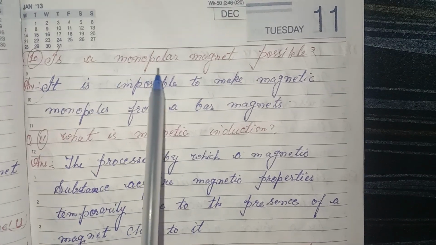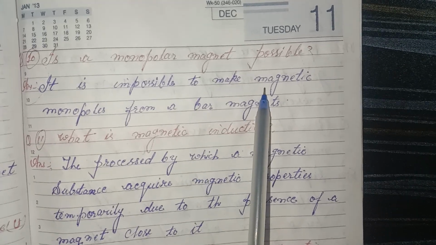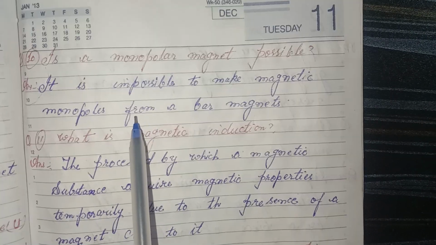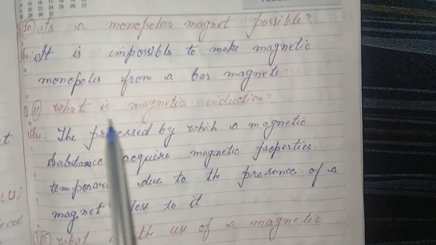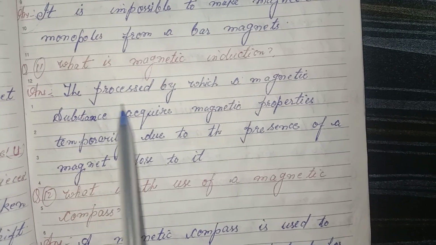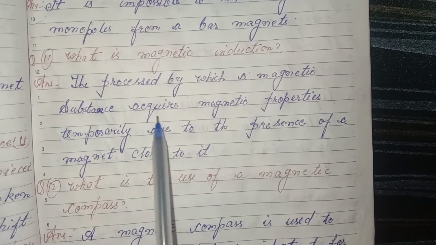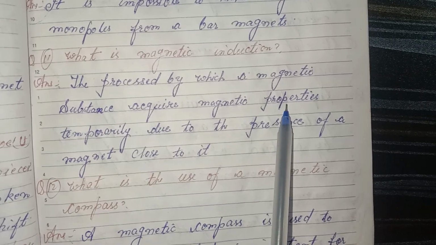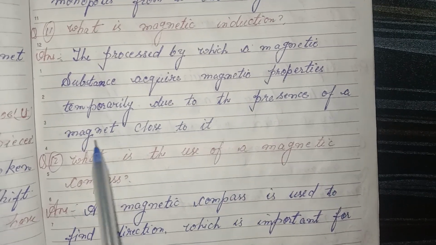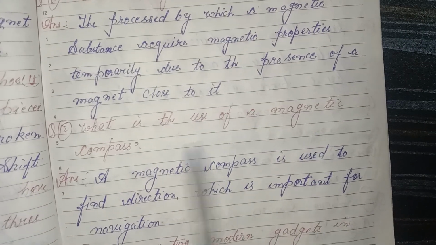10. Is a monopolar magnet possible? Answer: it is impossible to make magnetic monopoles from a bar magnet. 11. What is magnetic induction? The process by which a magnetic substance acquires magnetic properties temporarily due to the presence of a magnet close to it. 12. What is the use of a magnetic compass?